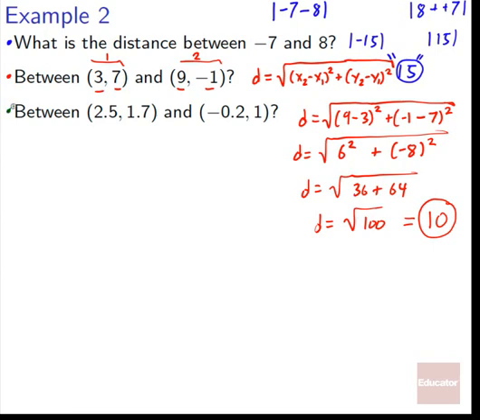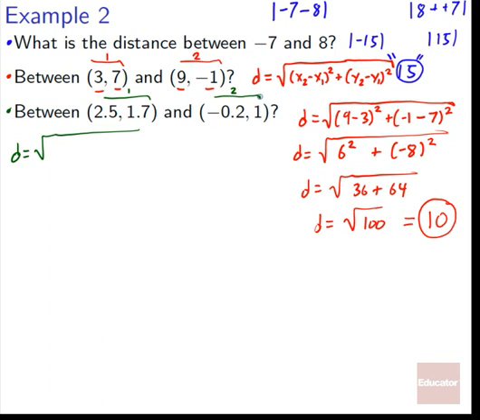Final one, what if we get some things that don't turn out nicely? We've got these ugly decimal numbers. We still follow the exact same idea. The distance is equal to the square root of, arbitrarily, we'll just make this guy the first guy, this guy the second guy. The answer would turn out the same because of the stuff we talked about before. It doesn't matter who gets turned into second, who gets turned into first. The distance is going to be the same between them.